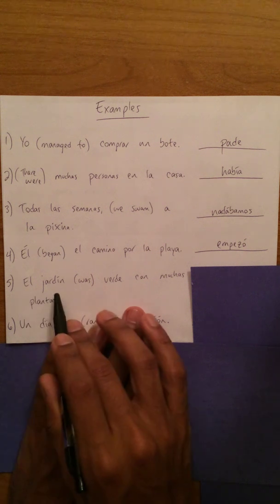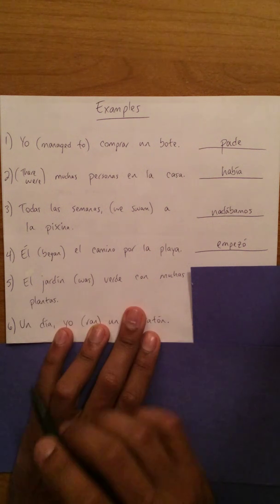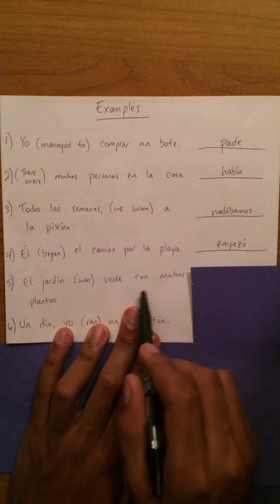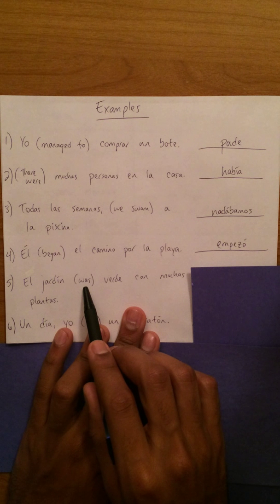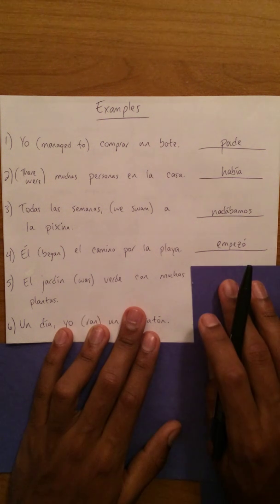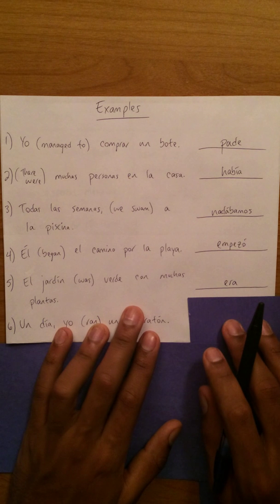Number five, el jardín was verde con muchas plantas. We know that that's a description. The verde is describing the el jardín. And if we conjugate that with ser in the imperfect tense, ser is conjugated irregularly with era.